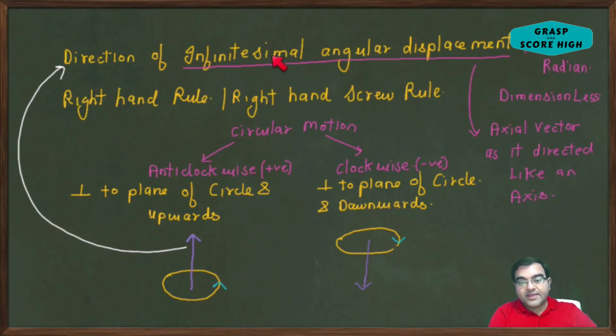Now, just remember one thing, the unit for infinitesimal angular displacement is the radian, and it's dimensionless because a radian never comes under length, mass or time. And can you see this is like an axis which is coming outside? So an infinitesimal angular displacement is called an axial vector as it is directed like an axis.